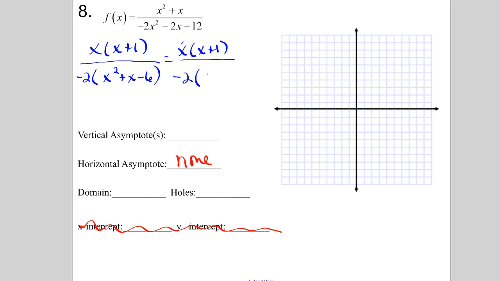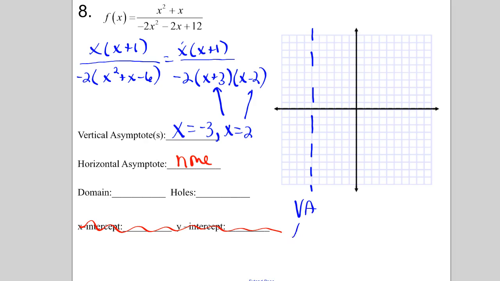Down here, don't I get an x plus 3 and an x minus 2? Yep. So there's nothing that I can cancel out. I have no matching factors. There's no holes. So I have a vertical asymptote at x equals -3 and at x equals 2, right? I have 2 of them. So let's go put in my vertical asymptote at x equals -3, and then let's go over to 2.